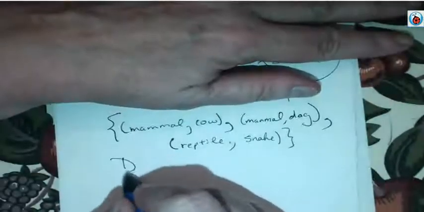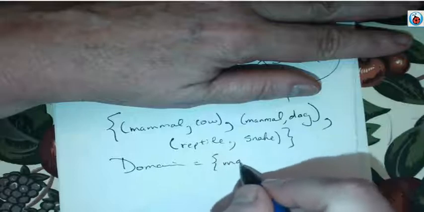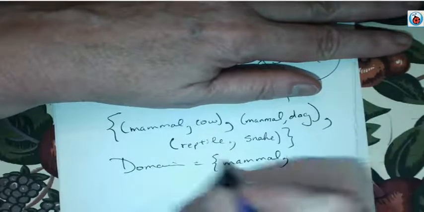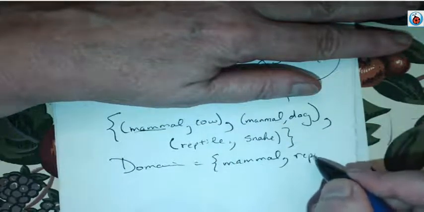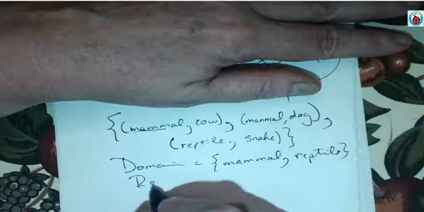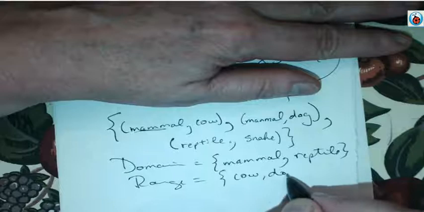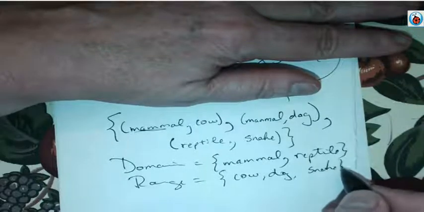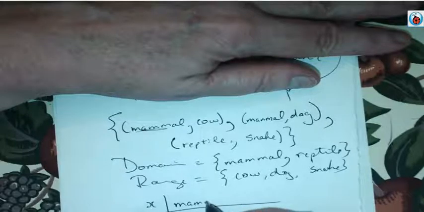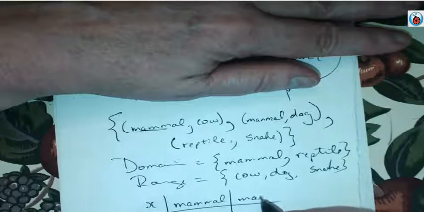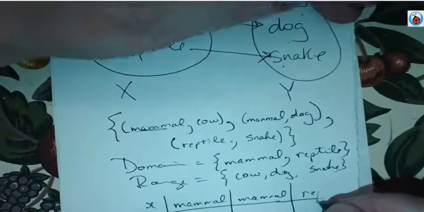Now, what is the domain? It's the set of first entries, but in set notation we do not have repetition, so I do not write mammal twice. And what's the range? The range is a set of second entries. Cow, dog, and snake. And finally, I could have had this arranged the following way.